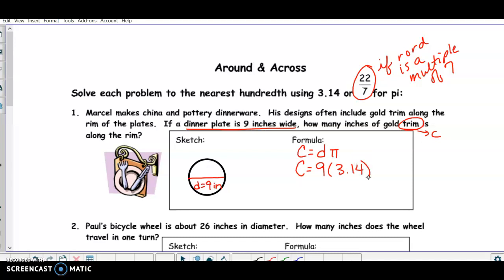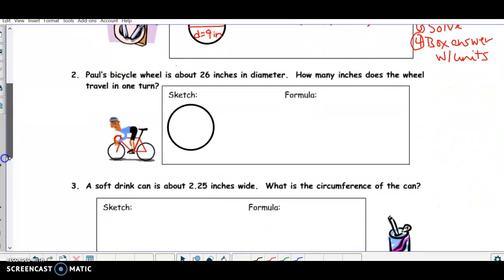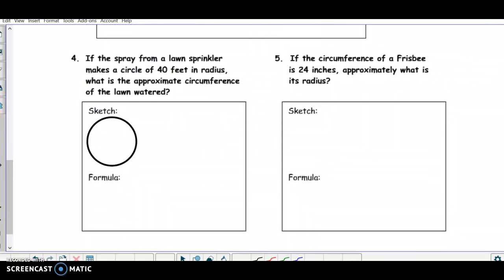So keep in mind, the steps I'm wanting you to do, like always, is we're going to write that formula. We're going to plug in our numbers. We're going to solve it. And then you're going to hopefully box your answer with units. Don't forget your units, okay? I do want to look down here. I think you can probably handle 2, 3, and 4 as well. Make sure you finish number 1.